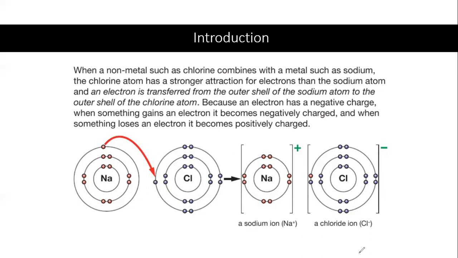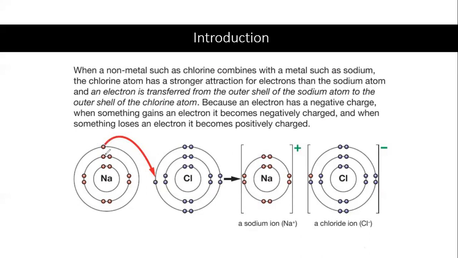Now, let's take the example of sodium and chlorine. If you want to know how many electrons are in the outer shell, just look at the group number on the periodic table. So for example, sodium is in group number 1, so it has 1 electron in the outer shell. Chlorine is in group number 7, it has 7 electrons in the outer shell.